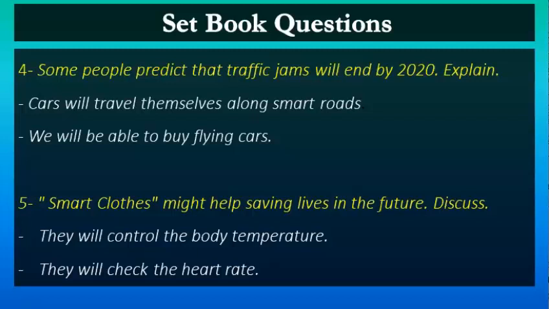The last question here, question number 5, smart clothes might help save lives in the future. Discuss or explain, what can smart clothes do for us? Yes, exactly. They will control the body temperature. They will check the heart rate. They will transmit information to rescue teams to rescue the person.